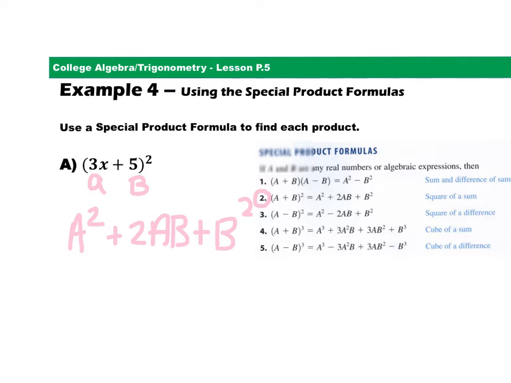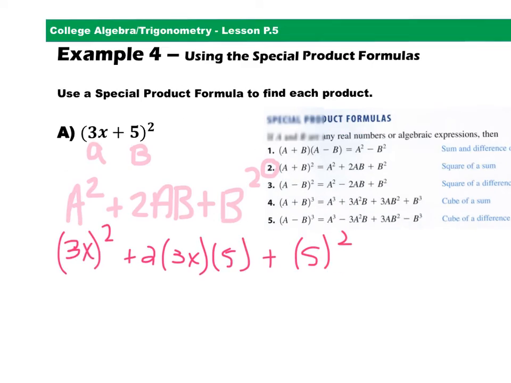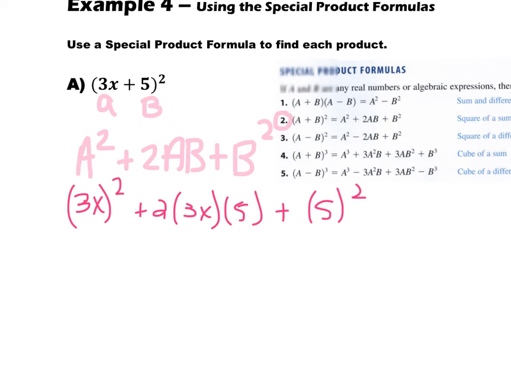Now, what does 3x plus 5 squared mean? Did you write out 3x plus 5 twice? But if you know the pattern, then you don't have to think that much. If my first term is 3x, so I'm going to square it, plus 2 times the first term, 3x, times the second term, 5, plus my B term, which is 5 squared. Do you guys see where I got those numbers from? Everybody with me?